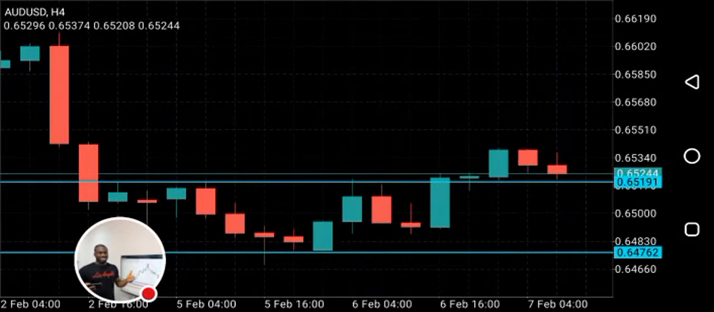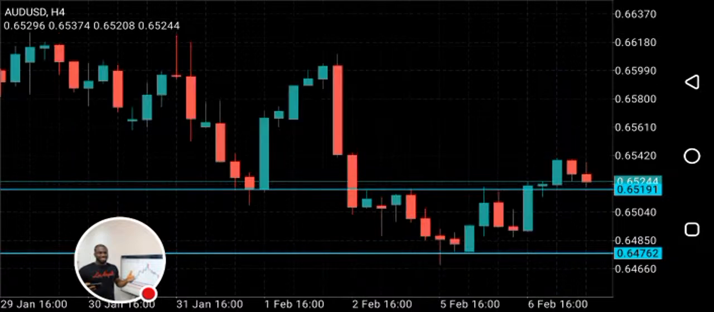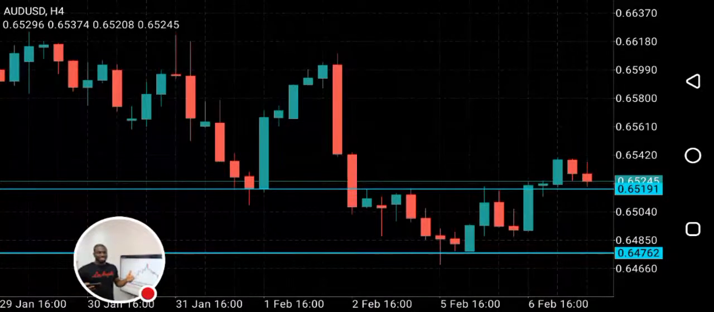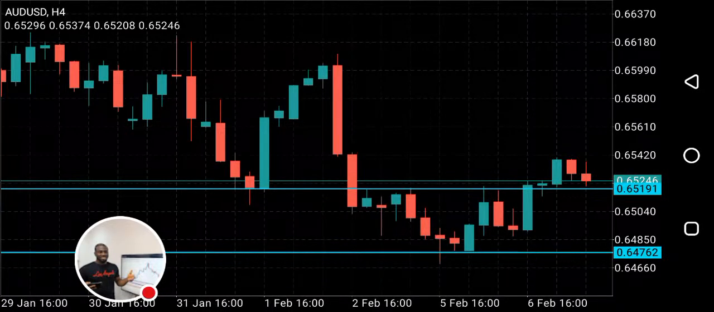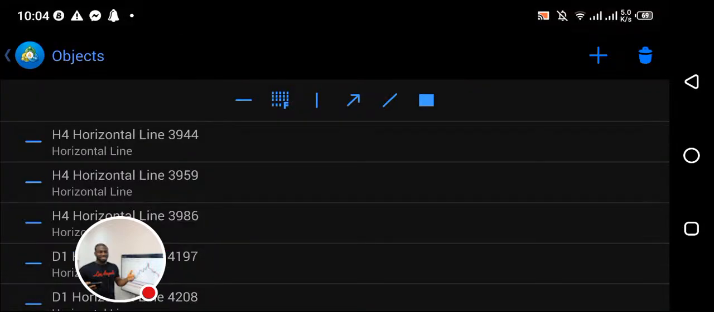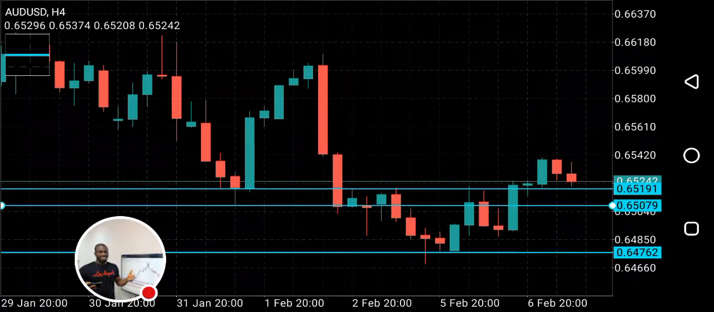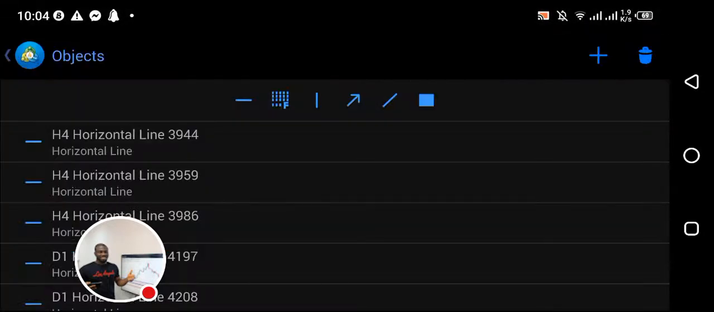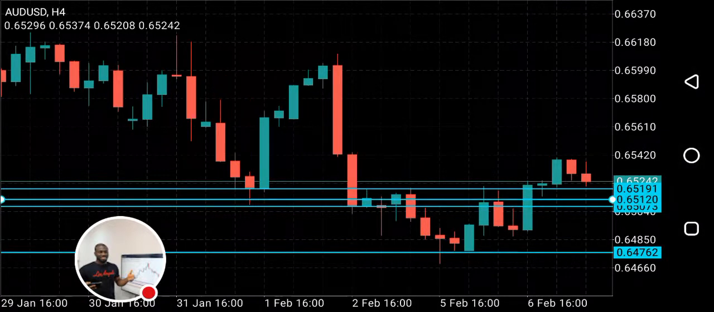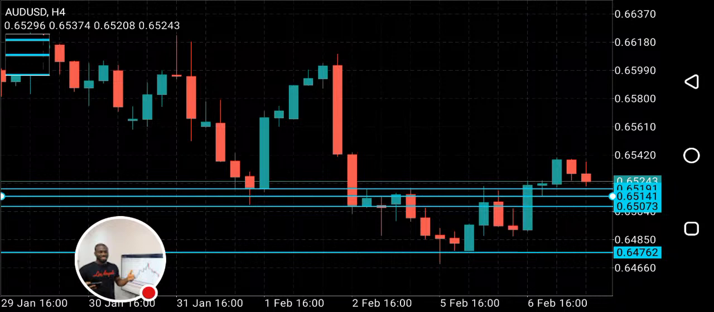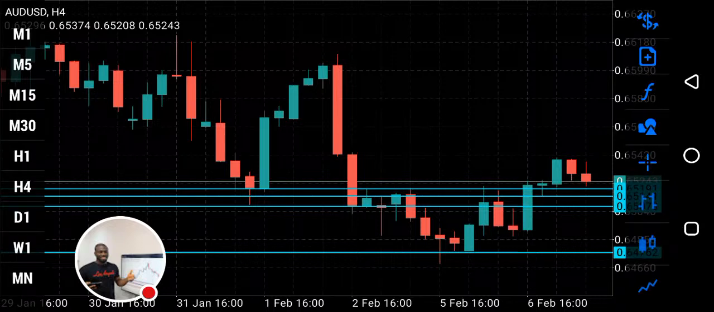After the breakout from the resistance, from the high of the spinning top, after a candle broke out from that high, a fair value gap was created on the 4-hour time frame. This is the fair value gap. I expect price to fill that gap before I buy Australian dollar USD.